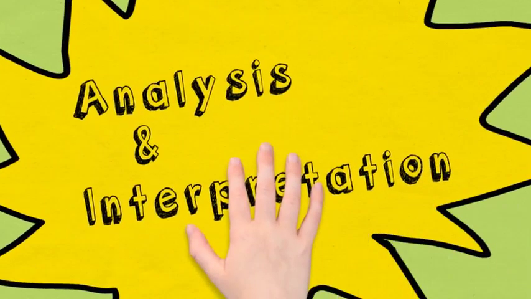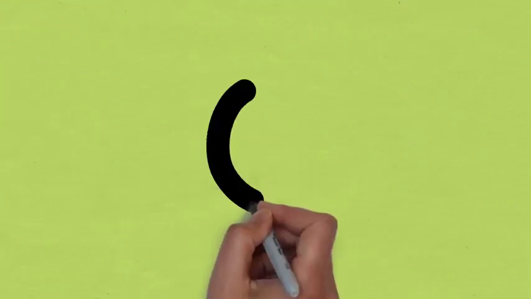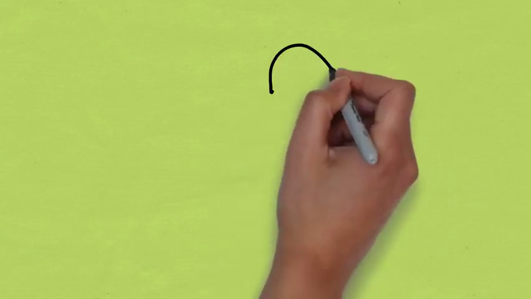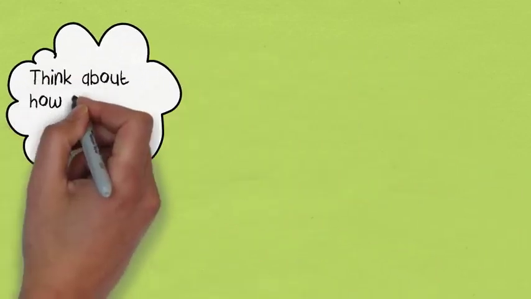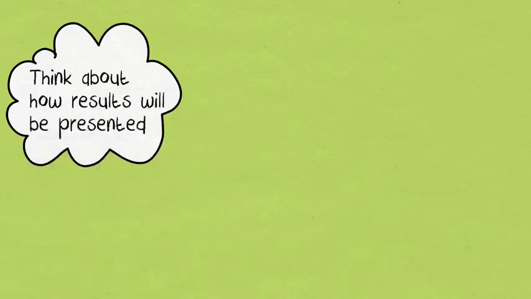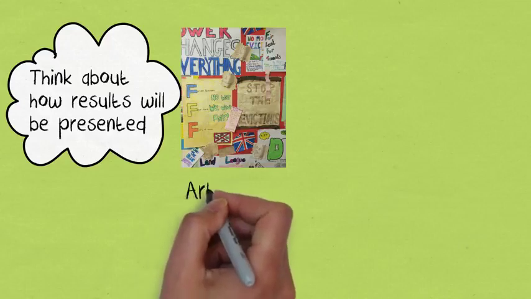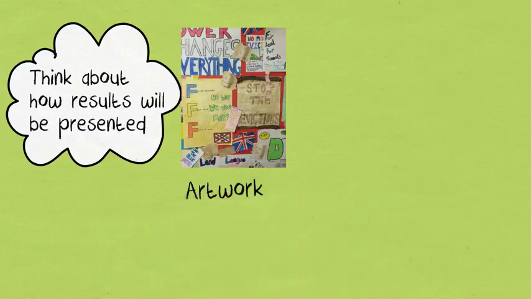Step 4 is analysis and interpretation. At this stage, the children examine findings and data for solutions. Do the findings match what they had predicted? Did the students discover anything surprising? The students must consider how they will present their findings. Here the children have the opportunity to use cross-curricular knowledge or skills.